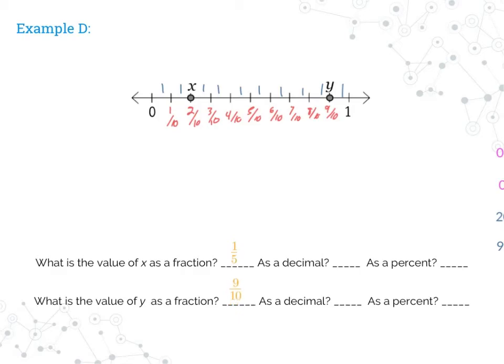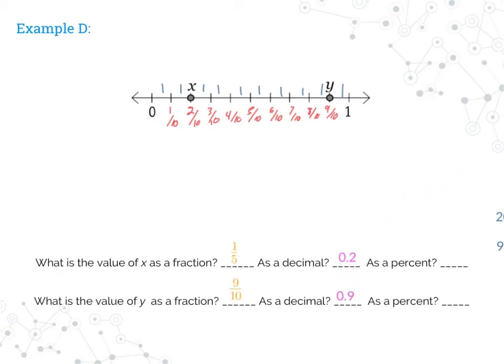Now I need to put them as decimals. Now it's important to know that 2/10 was my decimal for x, so 2/10, I'm going to write that out as 0.2 or 2/10. Same thing for my value of y. I've got 9/10, so I'm going to write that out as 9/10 or 0.9.